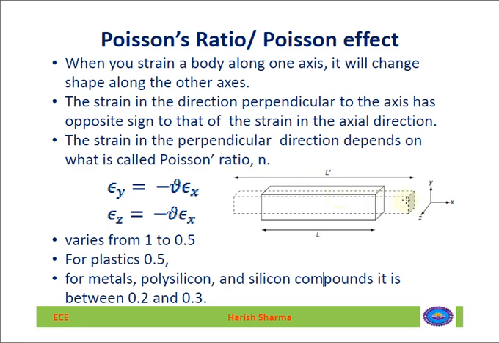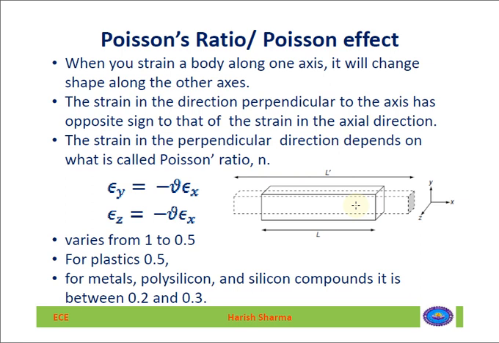If the length of this bar increases in this direction, then the width or lateral dimensions of the bar will decrease. So we can say that in the axial direction the strain is positive, and in the lateral direction, that is perpendicular to this axis, the strain will be negative. The strain in the perpendicular direction depends on what is called the Poisson ratio.